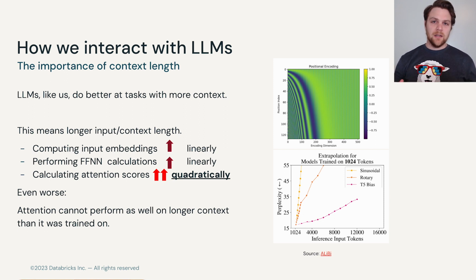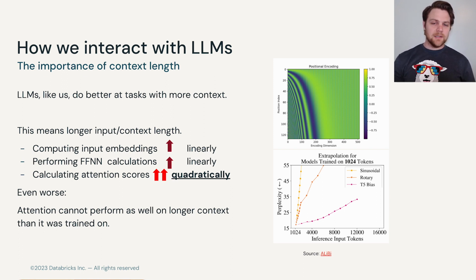When we increase the size of the context length and we apply an attention mechanism over that context, the computing of input values increases somewhat linearly. Performing the position-wide feed-forward neural network calculations also increases linearly. However, calculating the attention scores themselves increases quadratically. And that's because we have an n-by-n matrix to deal with.